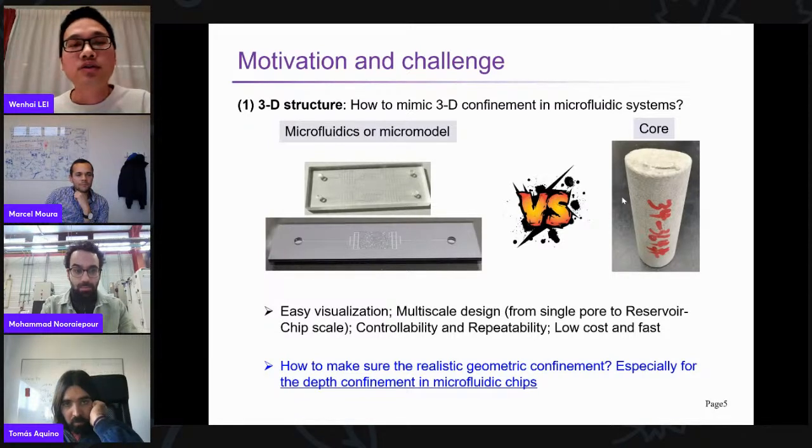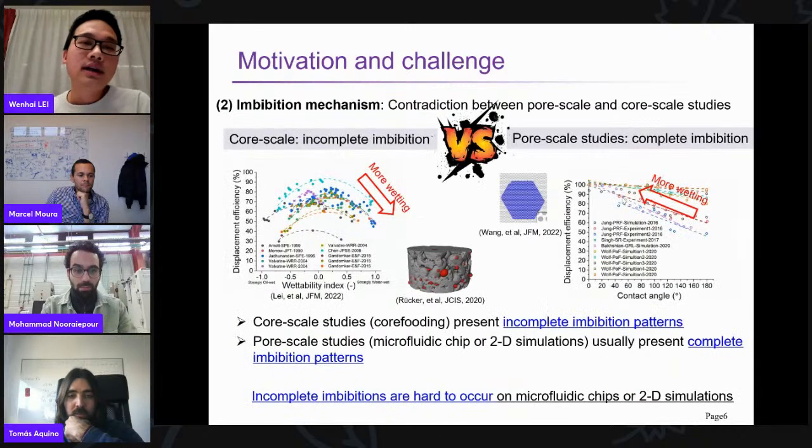However, for rock, it's a 3D porous media. When we use 2D microfluidic porous media, how to make sure of the realistic geometric confinement in the microfluidic chip is really a big challenge. By the way, the imbibition mechanism is different for these two systems. For example, for core scale studies using core flooding experiments, the non-monotonic wettability effect is very obvious. Namely, when we use a stronger water-wet condition, we will get a lower displacement efficiency.